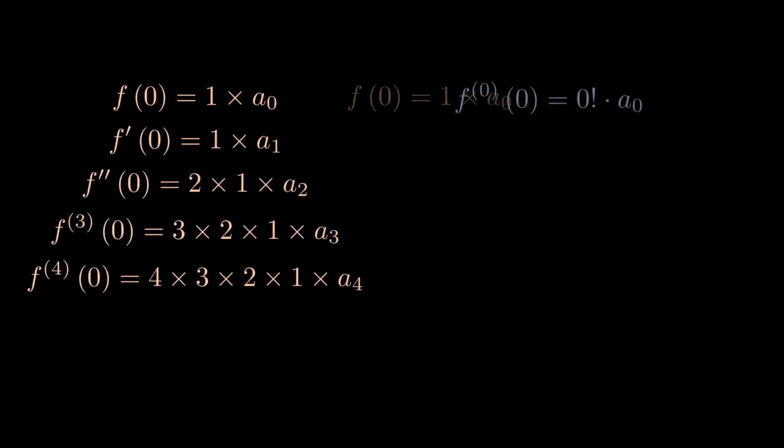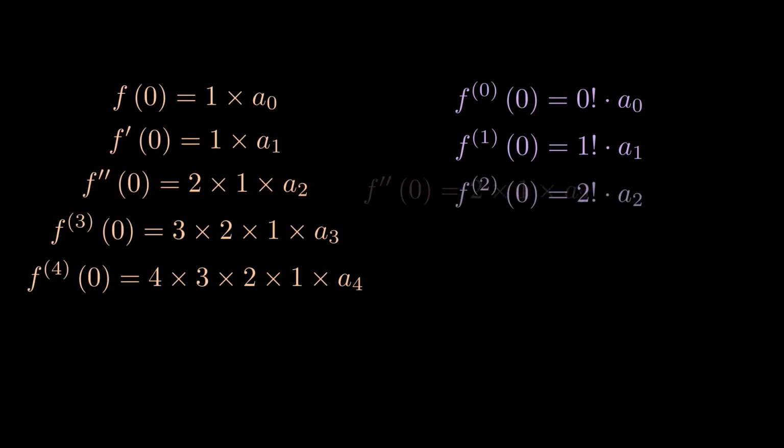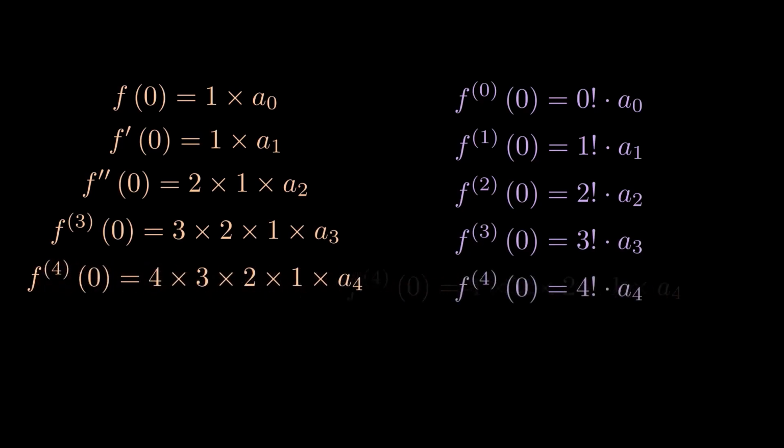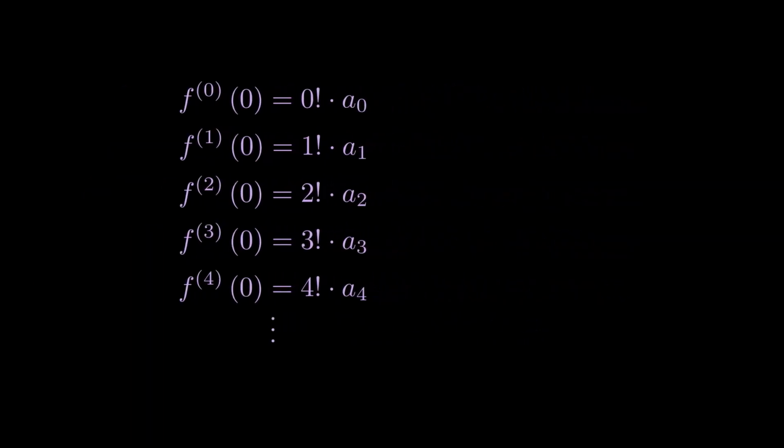It turns out that f of 0 is 0 factorial times a naught, the first derivative is 1 factorial times a1, the second derivative is 2 factorial times a2, the third derivative is 3 factorial times a3, and the fourth derivative is 4 factorial times a4. Now I hope that you can see a very clear-cut connection between the derivatives and the right hand side.